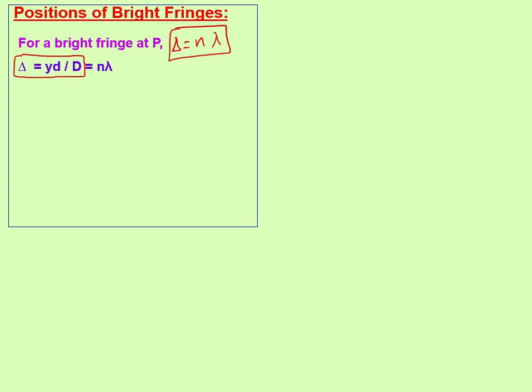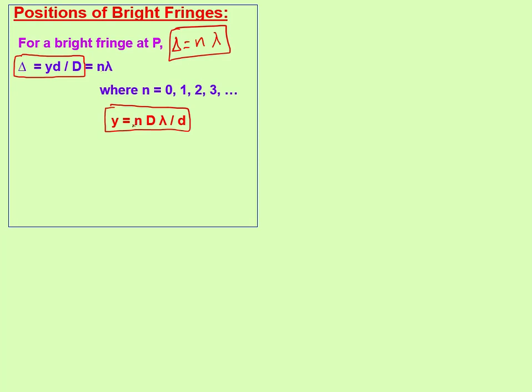So we have simply compared two equations of delta. Okay, so if you go ahead, n can be 0, 1, 2, 3, etc. And what we get, you make y the subject, you get n lambda capital D upon small d. Very important equation. So this y is the distance from the center to the point on the screen at which we will get maxima. So you will get maxima when y is n lambda capital D upon small d.